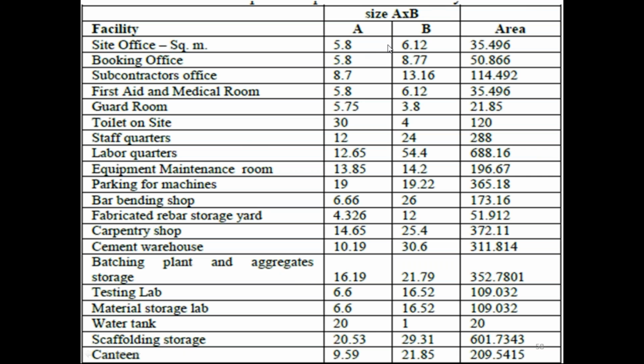So these are some of the guidelines for the area. These are just guidelines. The site office should be nearly 36 square meters. Booking office can be nearly 50 square meters. Subcontract office can be 104. Likewise, all the areas are mentioned over here. We can make use of this while planning a site layout.